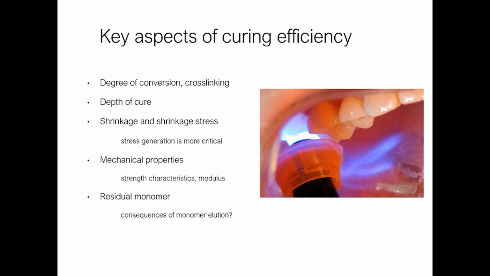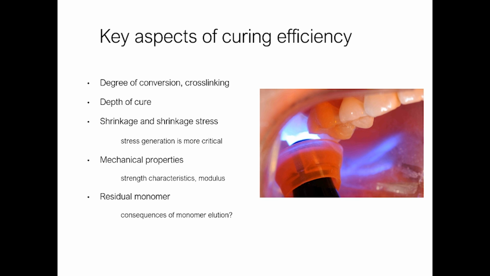Inevitably, these materials will shrink, and that shrinkage can cause the generation of stress at the interface between the resin composite, the adhesive, and the dental tissue itself. And if that stress exceeds the bond strength of the adhesive that you've put down, then inevitably you're going to get gaps, which can cause secondary infection, secondary caries, and failure of the restoration.